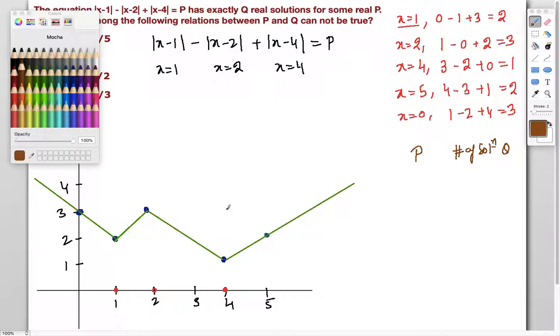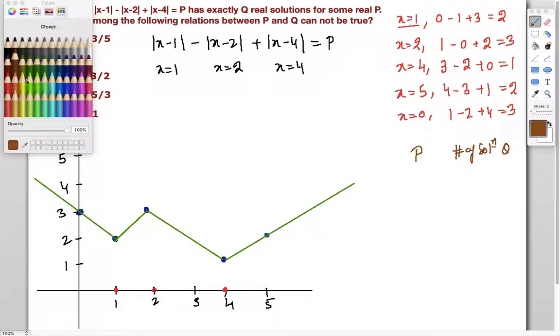Now, what are the values of P? If you observe, we'll be doing this one by one here. All the vertices play a major role. So if you look here, what is the minimum value of this entire expression? Can you see the minimum value of this entire expression is nothing but 1. This particular point, this is 1. So is there any value which is less than 1? No. So when P is less than 1, what is going to happen? Is there any solution? No.